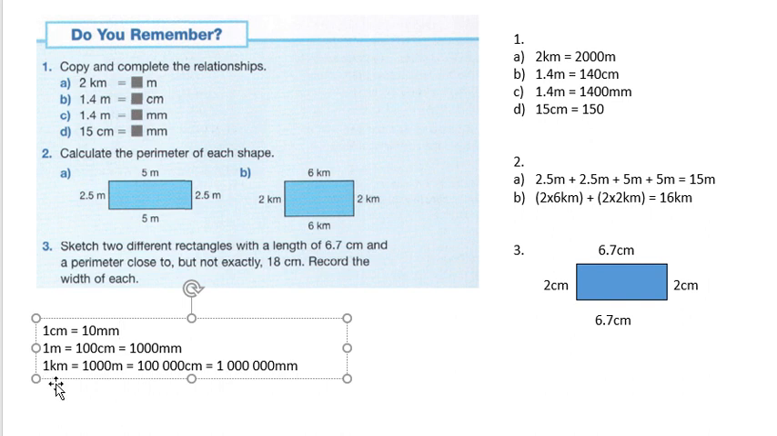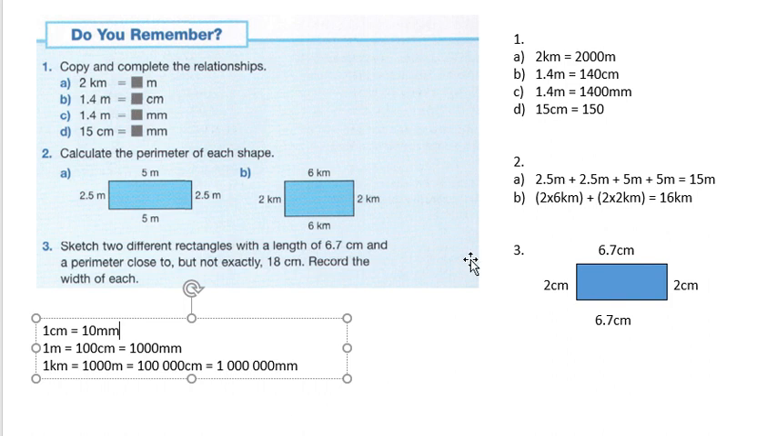Let's move on to kilometers. 1 kilometer is 1,000 meters. The Greek for 1,000 is kilo. So there's a K there, and that means kilo. 1,000 meters, and let's go back to our meters here. We multiply by 100 to get the number of centimeters. So 1,000 meters is 100,000 centimeters. And because we multiply by 10 to get millimeters, it's 1 million millimeters.